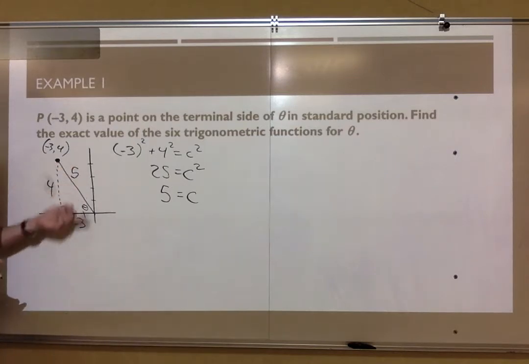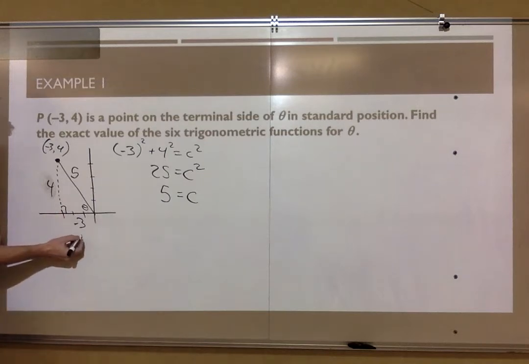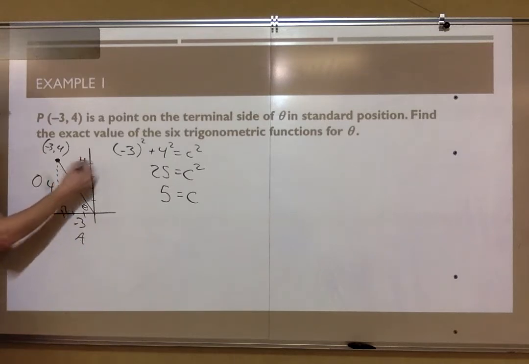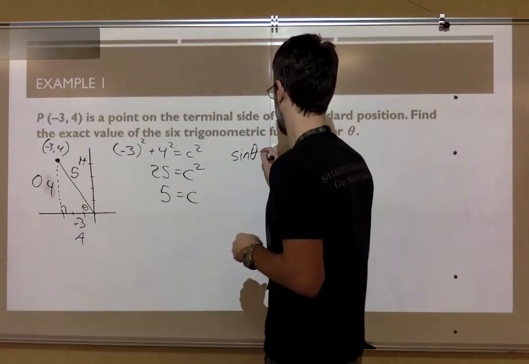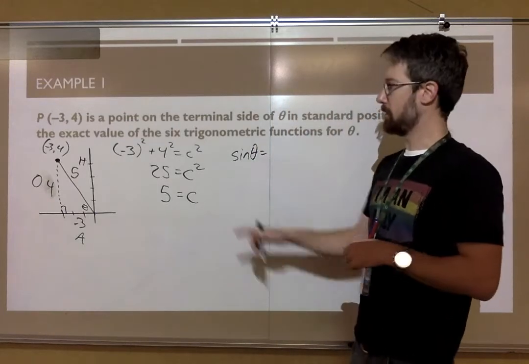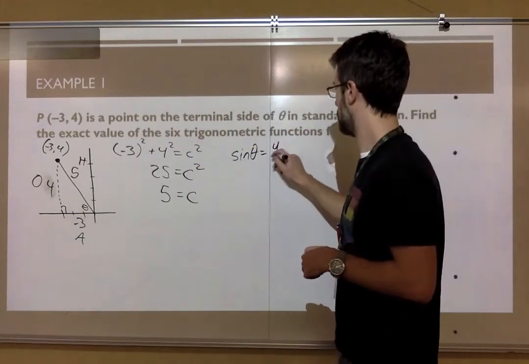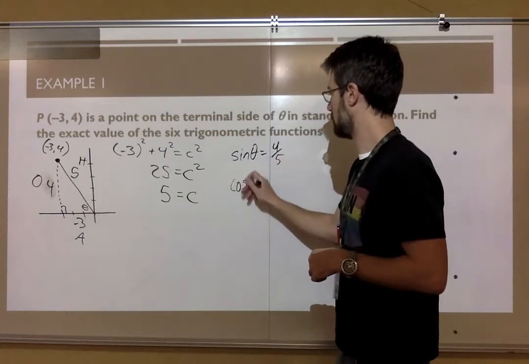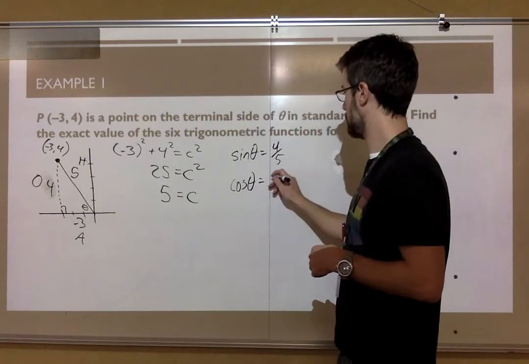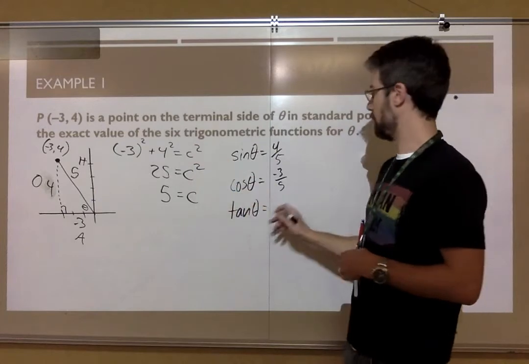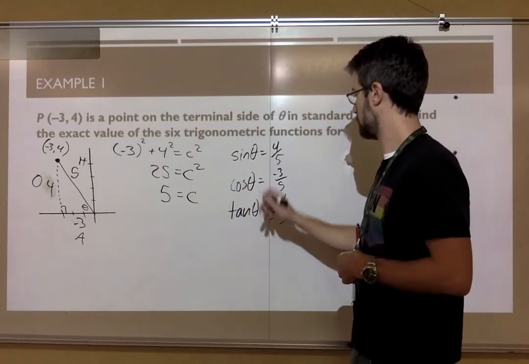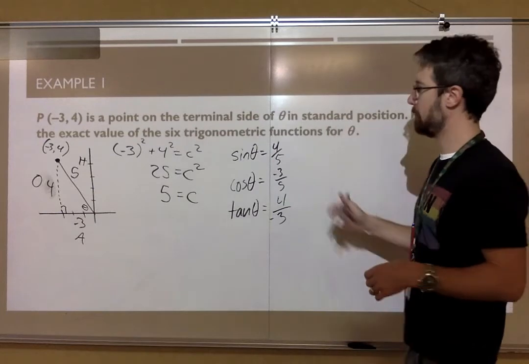Now, I can use these values to come up with my trig ratios. If this is the angle, then the opposite side is over here at 4, our adjacent side is -3, and our hypotenuse is 5. Then it's just SOHCAHTOA plus the reciprocal. So opposite over hypotenuse, adjacent over hypotenuse, and opposite over adjacent. Then for our reciprocal functions, you're just going to flip those.